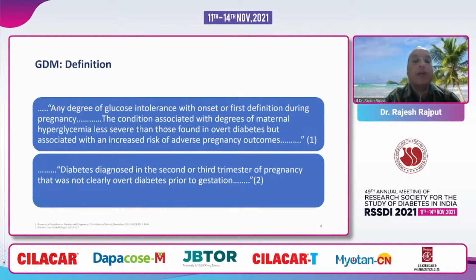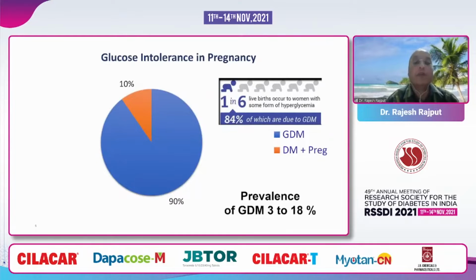Initially, we used to diagnose GDM by the definition: any degree of glucose intolerance with onset or first diagnosis during pregnancy. But this has caveats. Based on that, in 2015, GDM is now defined as diabetes diagnosed in the second or third trimester of pregnancy, and that was not clearly overt diabetes. It means two important things. Diabetes diagnosed in the first trimester is not GDM, it is diabetes. Similarly, if your FPG is more than 126 and postprandial is more than 200, it will be labeled as diabetes and not GDM. So there is a distinction between diabetes and GDM, which we need to understand.